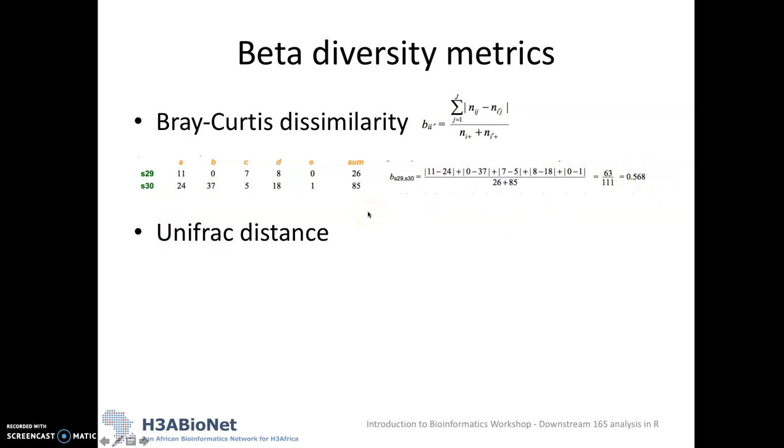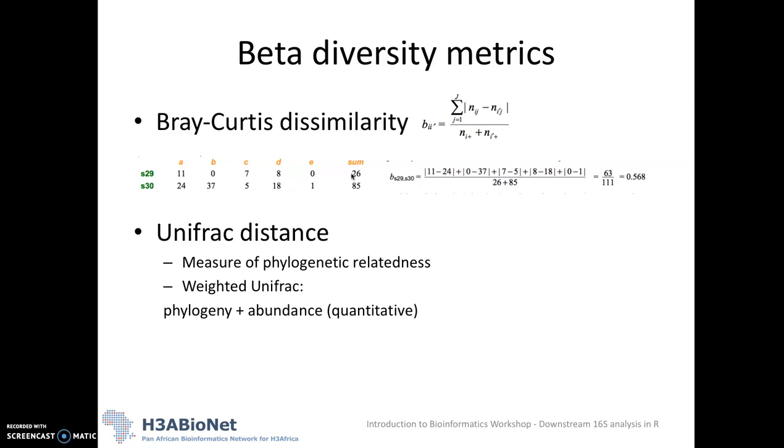There's a second dissimilarity metric that is commonly used called unifrac distance, and the major difference between Bray-Curtis and unifrac is that unifrac incorporates phylogenetic relatedness. So to use unifrac, you actually need to import a phylogenetic tree in that phyloseq object that we made, and then there are 2 types of unifrac distance. Normal or plain unifrac and then weighted unifrac, which in addition to phylogeny also accounts for abundance. So it's a quantitative measure, whereas unifrac on its own is a qualitative measure.